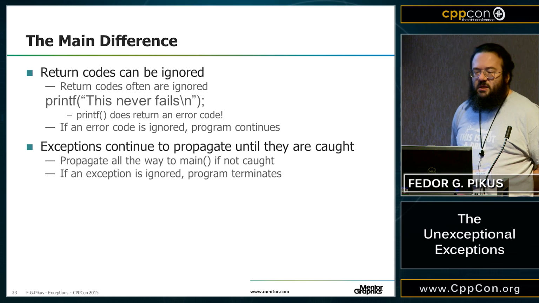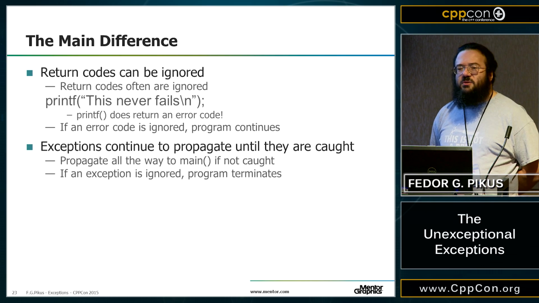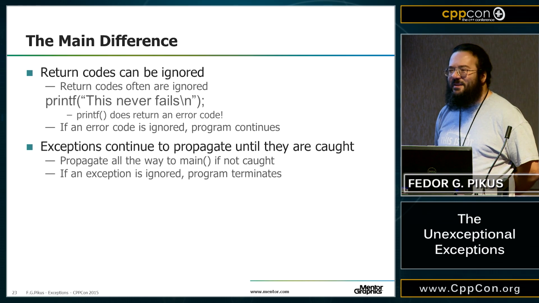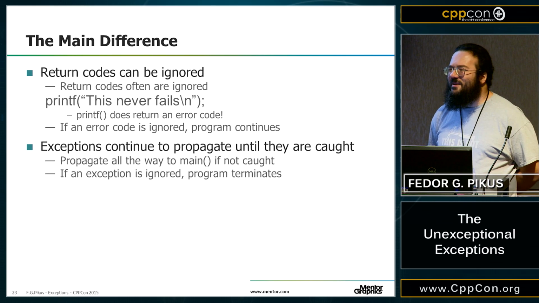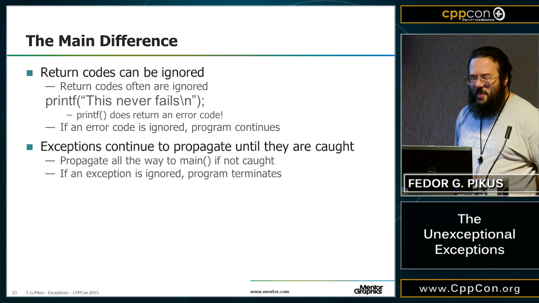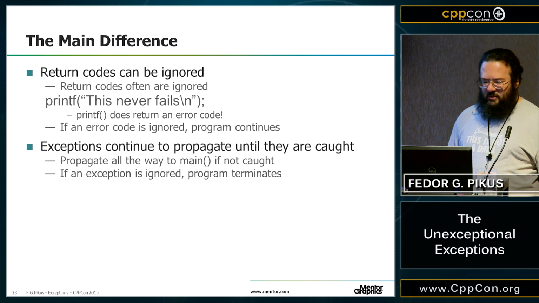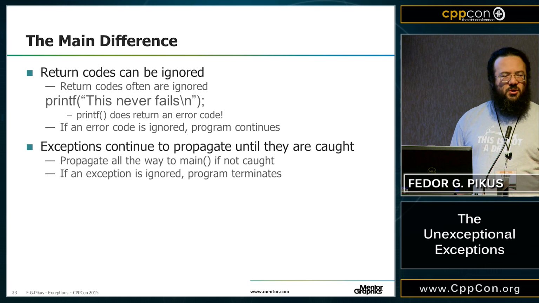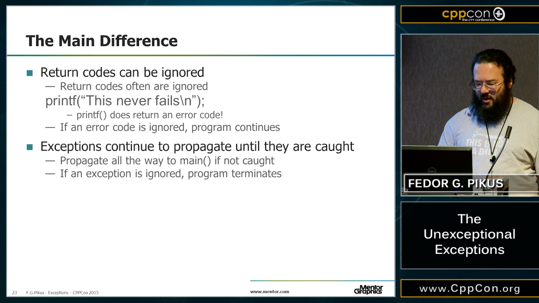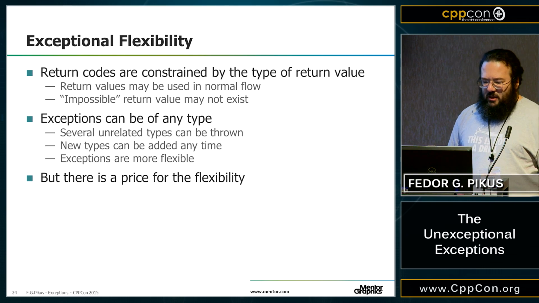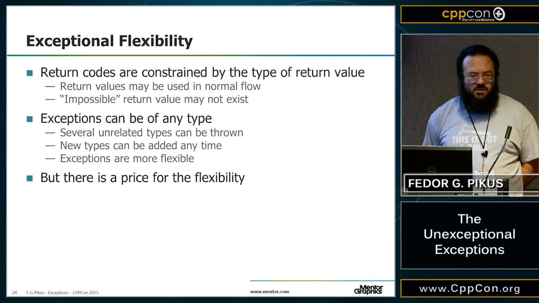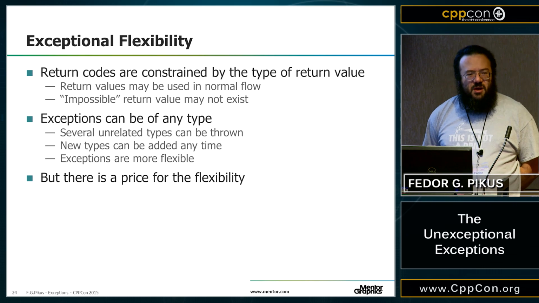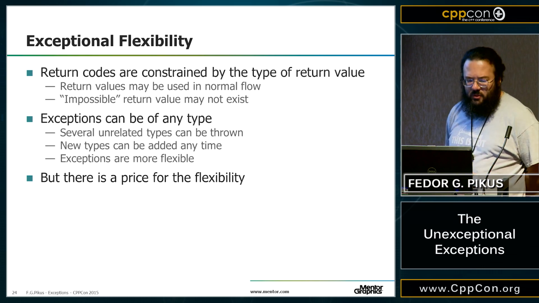The second main difference is return codes can be ignored. Everybody knows that printf actually returns something. Who always checks the return value of printf? Okay. Exceptions cannot be ignored. They will terminate the program if you try to ignore them all the way up. Return codes are constrained by the return value, which means you have to have a return value that is otherwise impossible. Of course, the other option is you add an extra parameter for your return code.